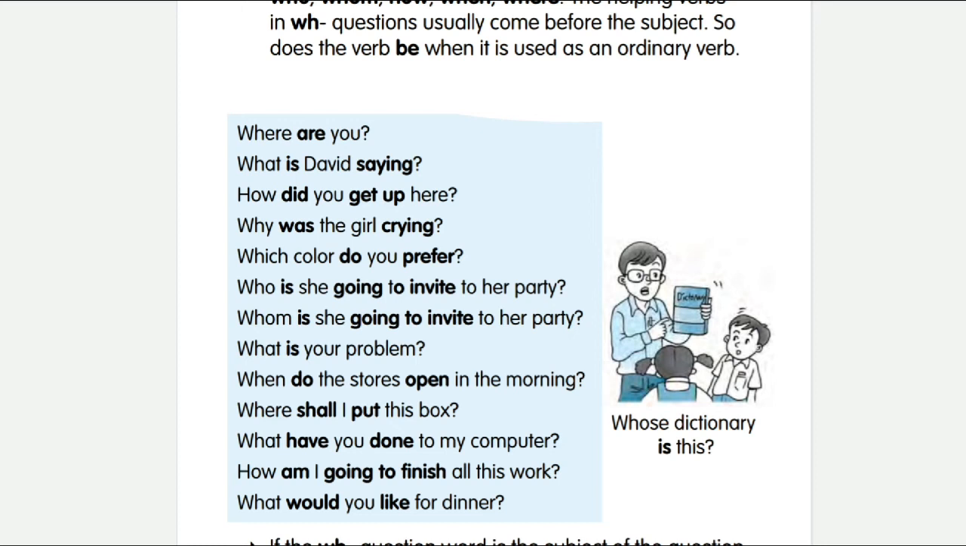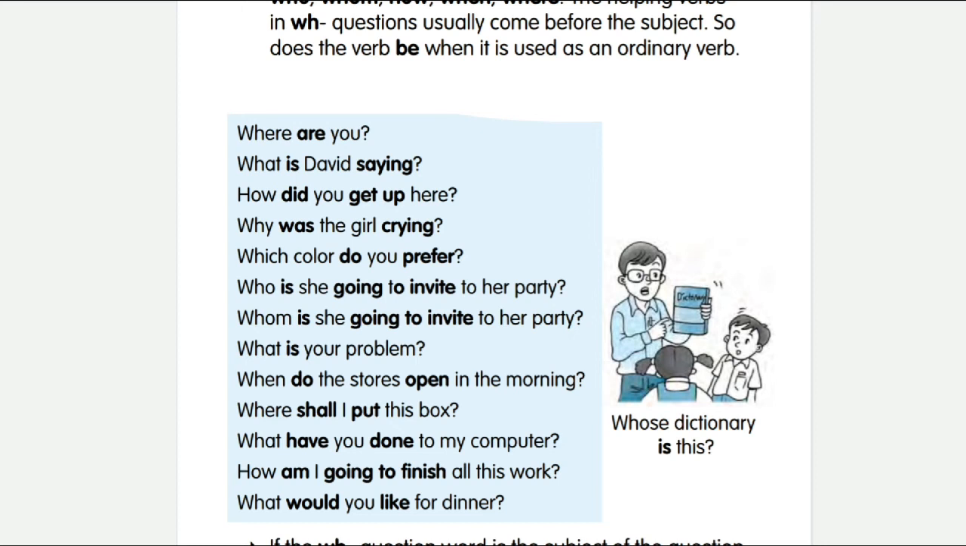What, how did you get up there? Why was the girl crying? Which color do you prefer? Who is she going to invite? Whom is she going to invite? What is your problem? When do the stores open? In the morning. Where shall I put this box? What have you done to my computer? How am I going to finish all this work? What would you like for dinner?